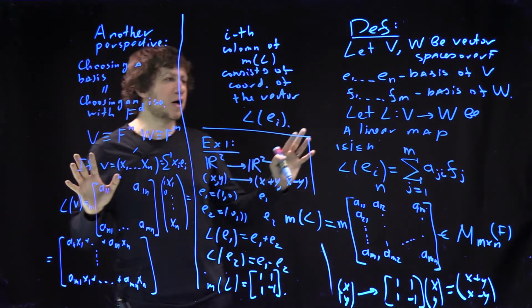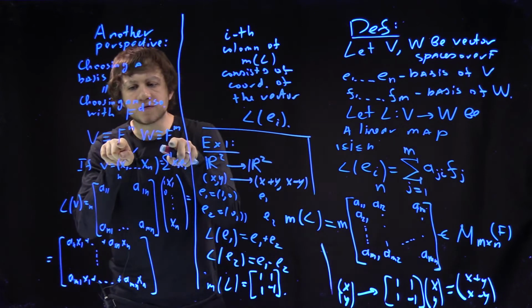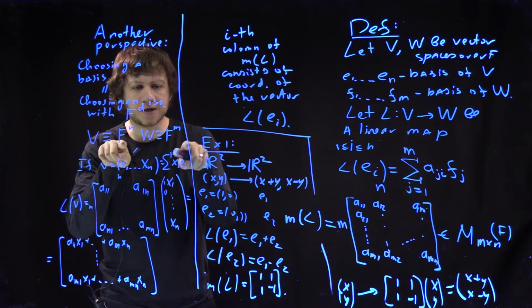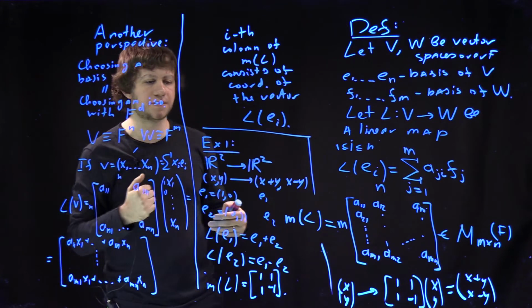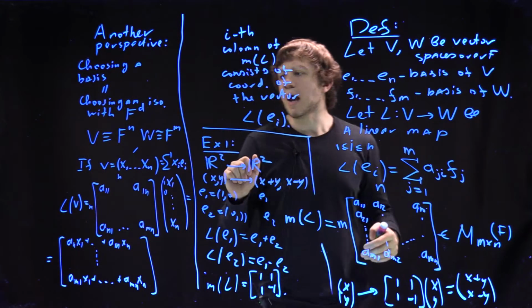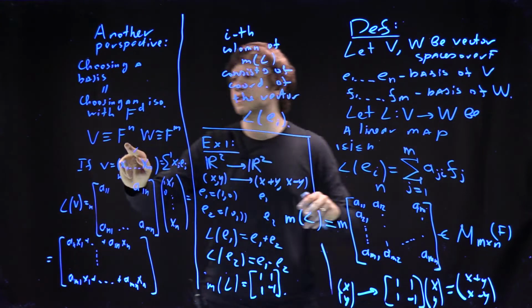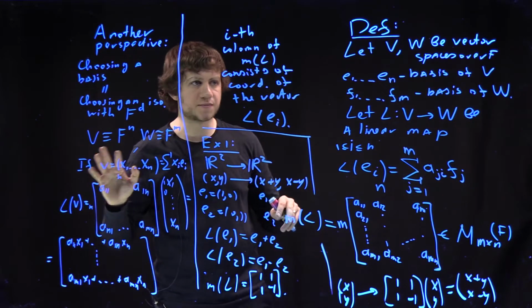Another way to think about it is that if you have two vector spaces which just are F^n and F^m, then maps between them can naturally be written down as matrices. And then choosing a basis is the same thing as choosing these isomorphisms.